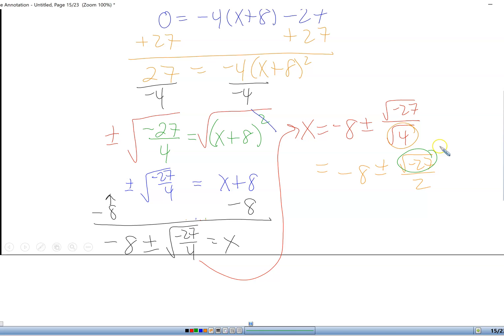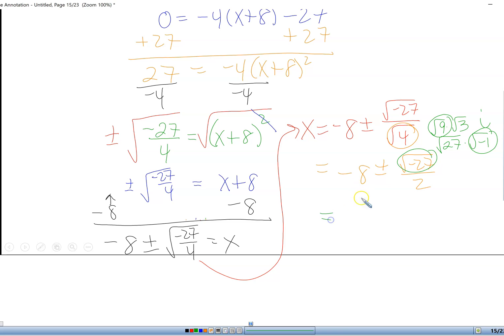So one of the things we have to realize is that's the square root of 27 times the square root of negative 1. That square root of negative 1, that's our imaginary unit of i. So we've got that part. But the other thing is that we have to realize 27 has a perfect square factor of 9. It is the square root of 9 times the square root of 3. So this will become the whole number of 3, and then the square root of 3 will stay.